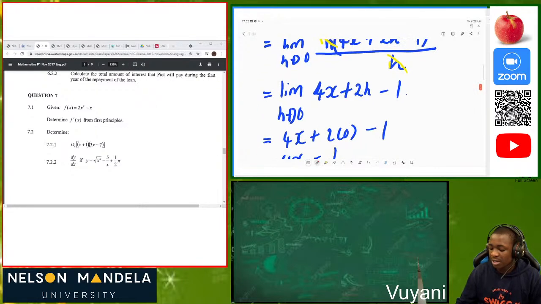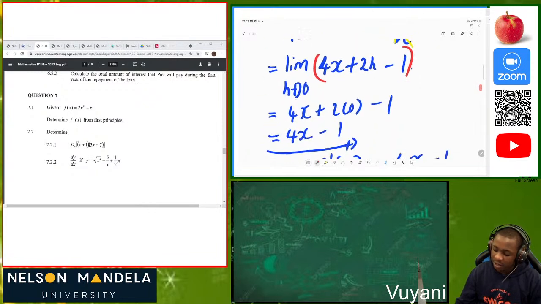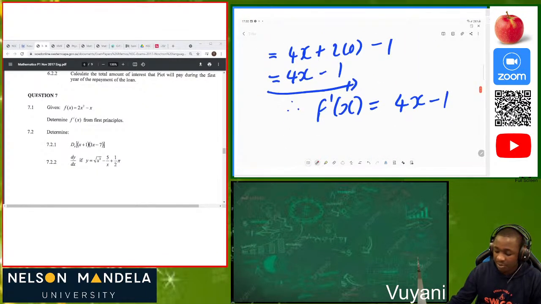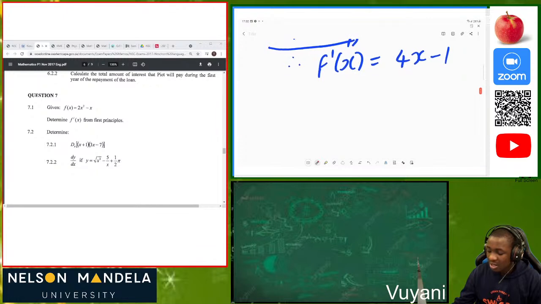Then we substituted according to the limits. We substituted h equal to 0 in this part. After that, we ended up having 4x minus 1. Let me show you something. You can always prove your answer to check that you are right.